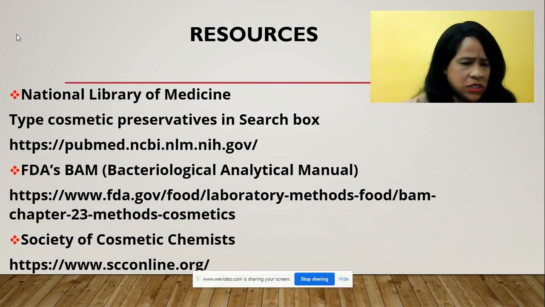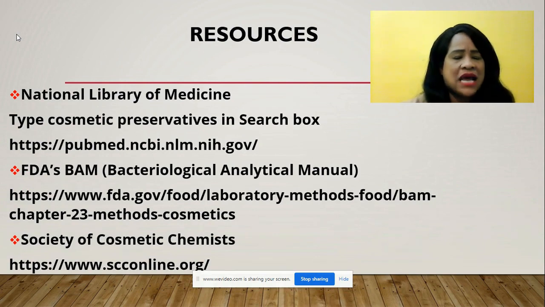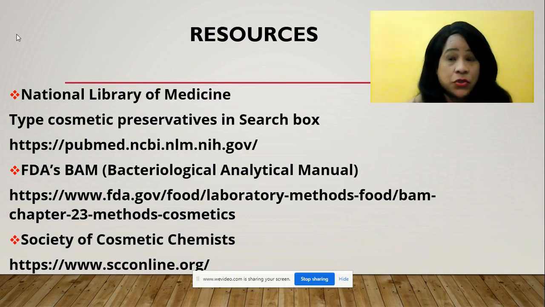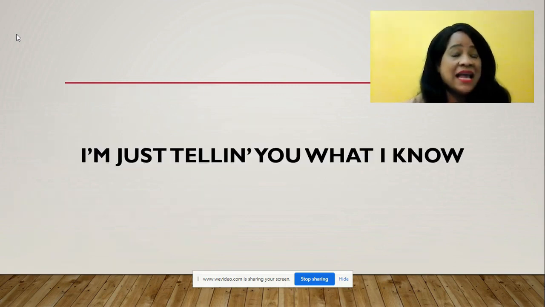Some more resources include the National Library of Medicine. And if you go to this particular website, in the search bar of the search engine you can just type cosmetics preservatives. Also, you can read the Bacteriological Analytical Manual if you're planning to produce your products at home. Also, you have the Society of Cosmetic Chemists who can help you, and sometimes they'll provide you with additional resources. And I'm just telling you what I know.